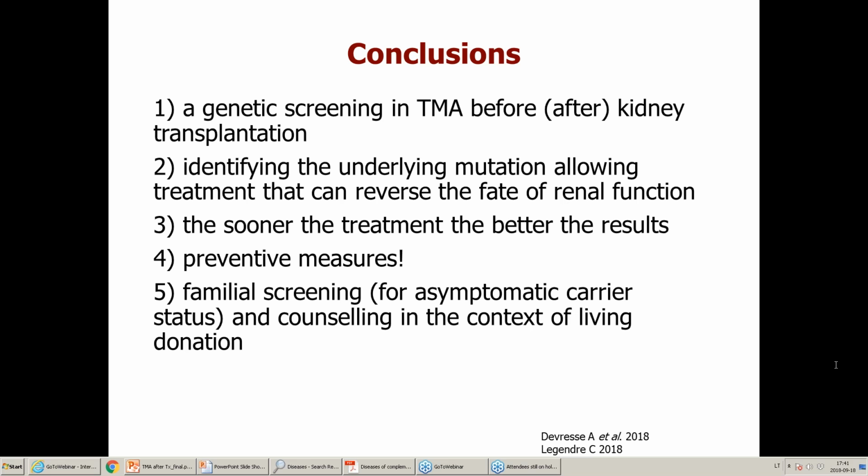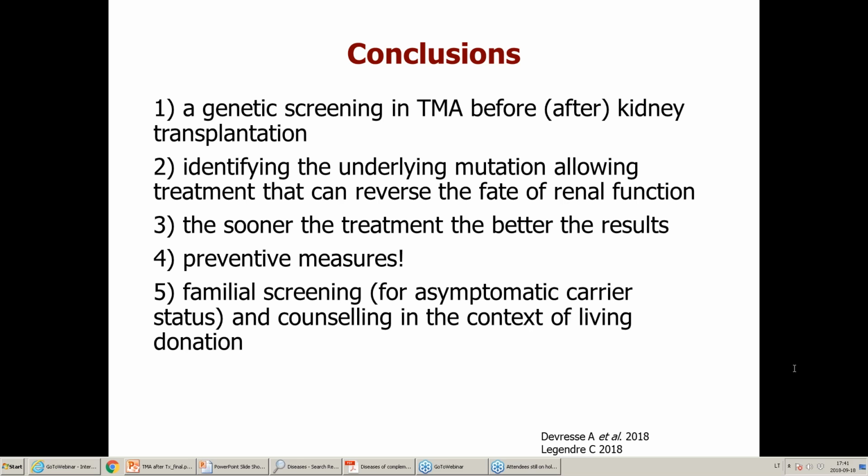Okay, thank you. And we have another question. So I read it. Apart from theoretical arguments, what is the evidence for using lower doses of calcineurin inhibitors to prevent recurrence?